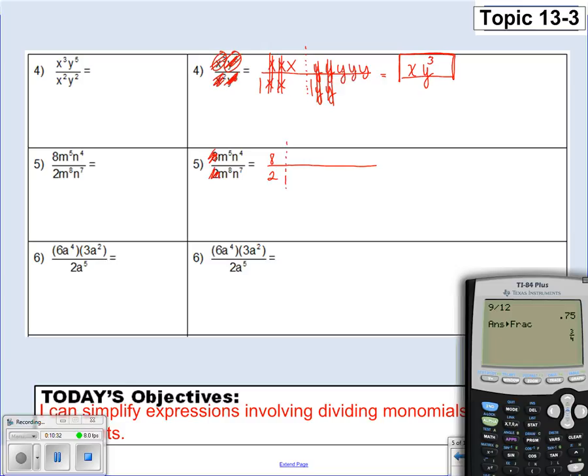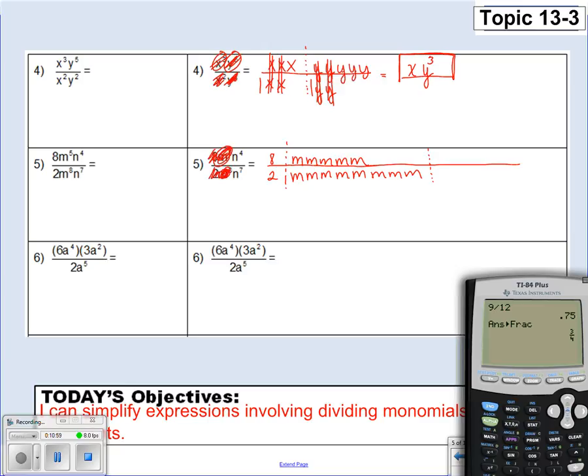Then our m's. I have m to the 5th power, so that's 5 of them. 1, 2, 3, 4, 5. Took care of the m on the top, and then there's 8 of them on the bottom. So 1, 2, 3, 4, 5, 6, 7, 8. Got to extend my line. Took care of all my m's. I'm going to cross them out so I know they're done.